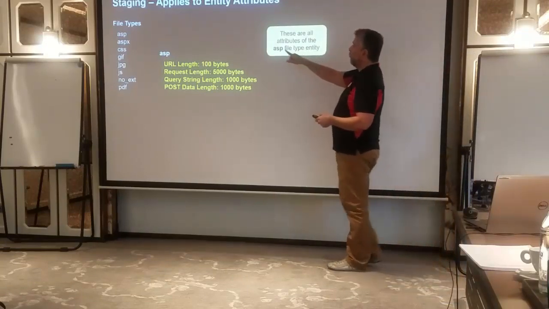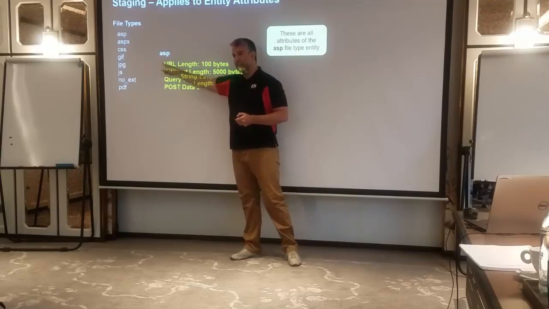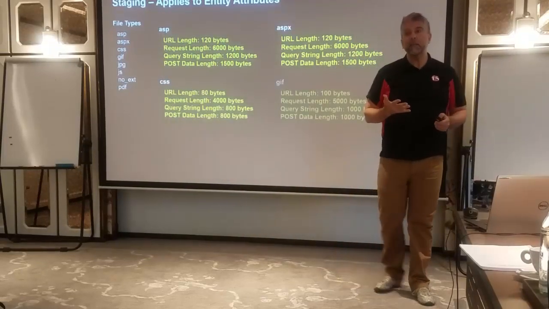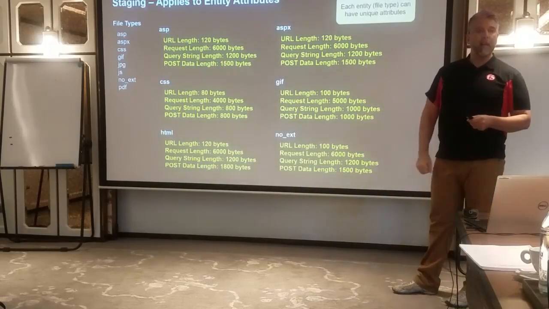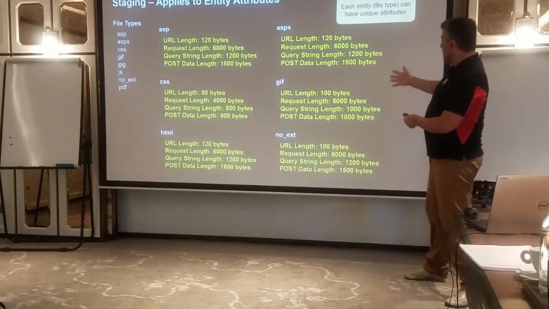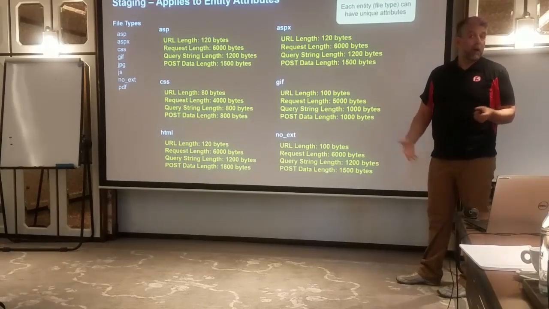So these are 4 different attributes of this entity. And each entity, meaning each file type, can have its own unique attributes. So notice some of my file types have different length values. That's totally possible and possibly likely.